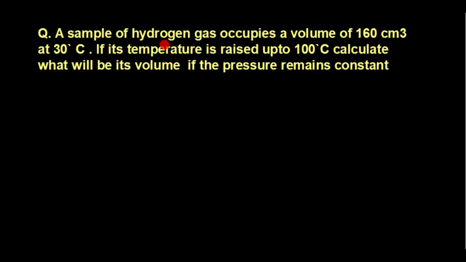A sample of hydrogen gas occupies a volume of 160 cubic centimeter at 30 degrees centigrade. If its temperature is raised up to 100 degrees centigrade, calculate what will be its volume if the pressure remains constant. Once again, we will see what is the statement of the question which is given.